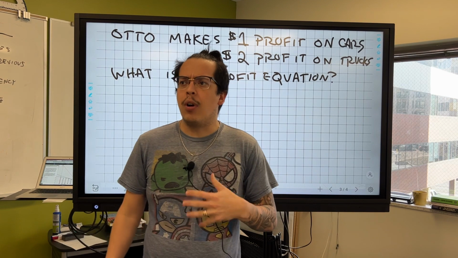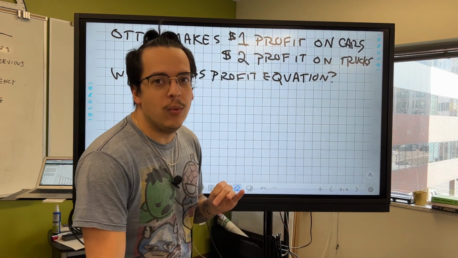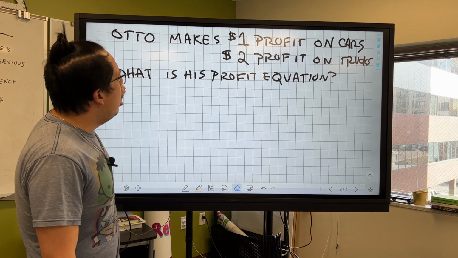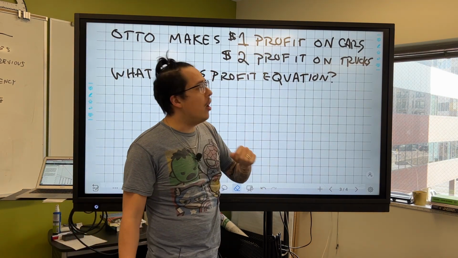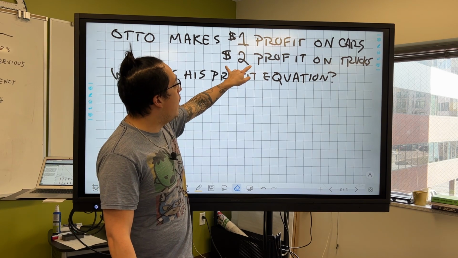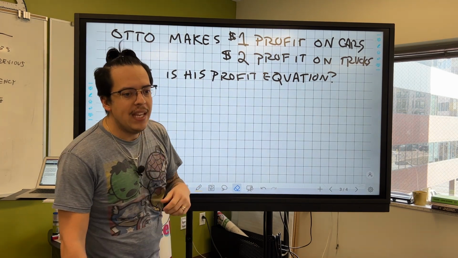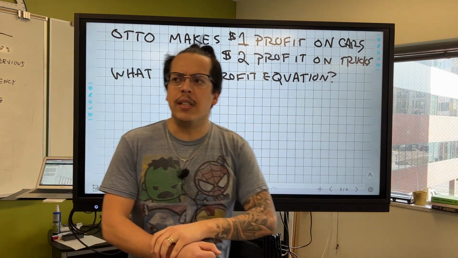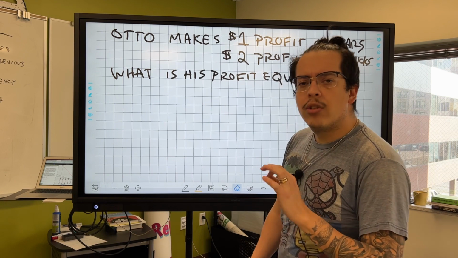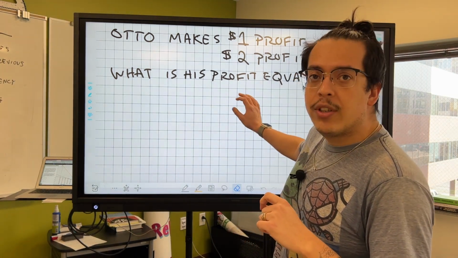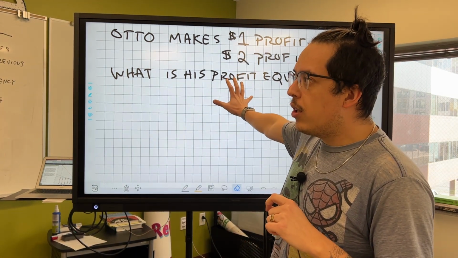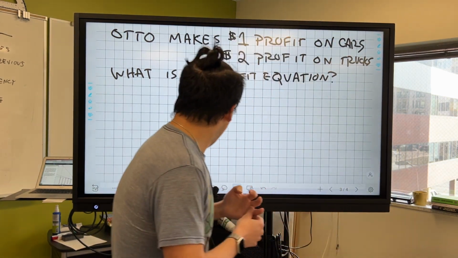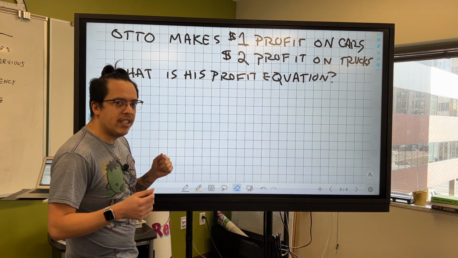Okay, the second profit problem that we worked on together in class was the situation in which now Otto makes only $1 profit on cars, but his profit on trucks has doubled up to $2 per truck. And let's construct ourselves a profit equation. What I encourage you to do is pause the video, try and construct your profit equation, and then when you're done, hit play and compare your work against my work. That's going to be the best for your learning. Let's get into it.